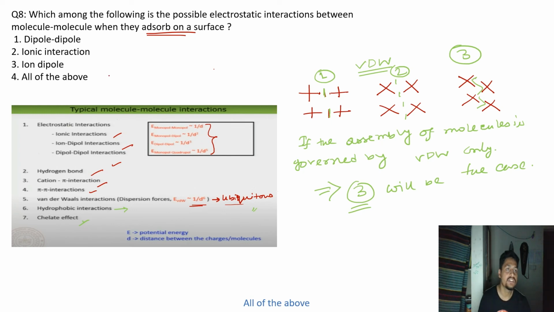So which among the following is a possible electrostatic interaction? The dipole will also be there, ionic interaction will also be there, and ion-dipole. So the answer is nothing but all of the above, right? That is also written here as well. So this is the question and answer.